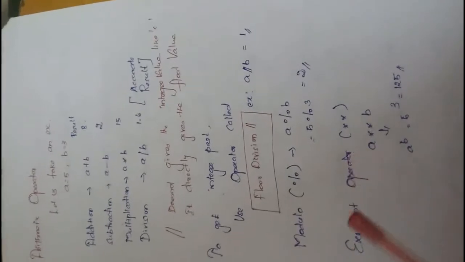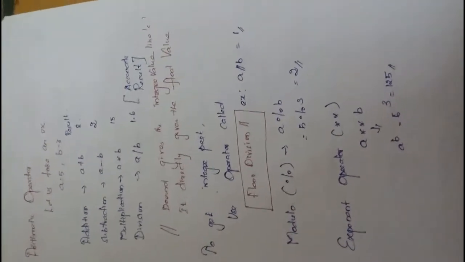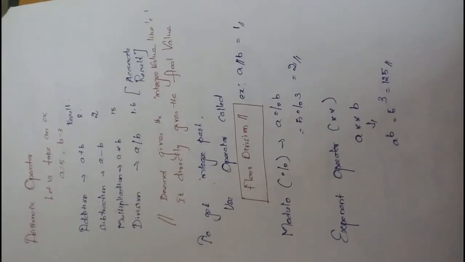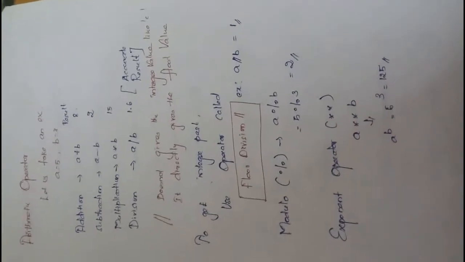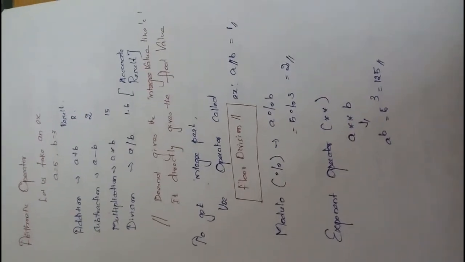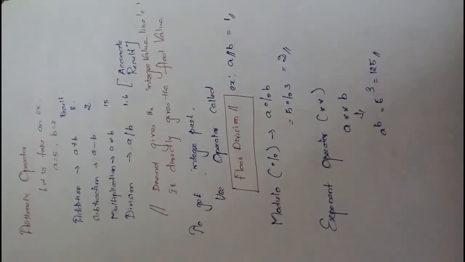Next one is the modulo operator, that you know very well. a mod b, that is 5 mod 3 equal to 2. The remainder will be the result. Then the exponent operator. The symbol of the exponent operator is double star, a star star b, that means a power b, that is 5 power 3 equal to 125. The value of a is 5, the value of b is 3.